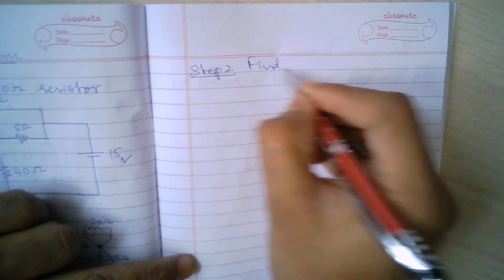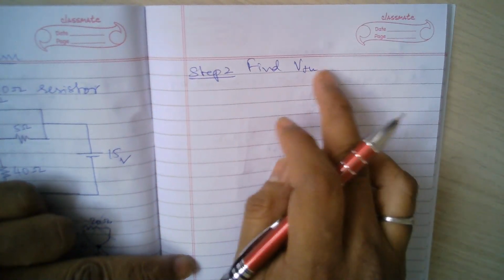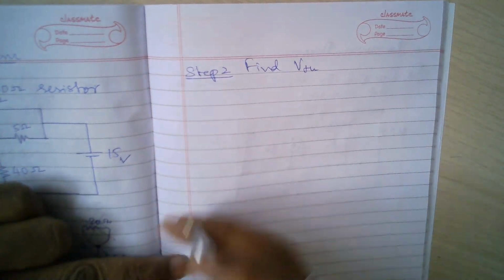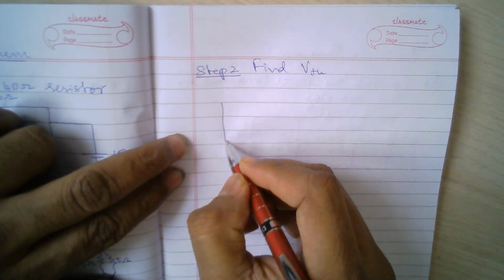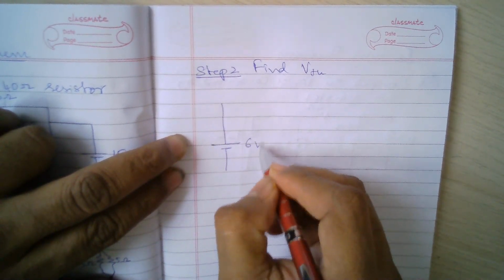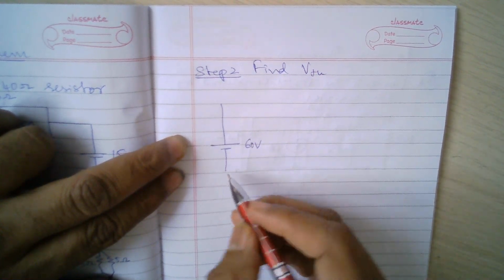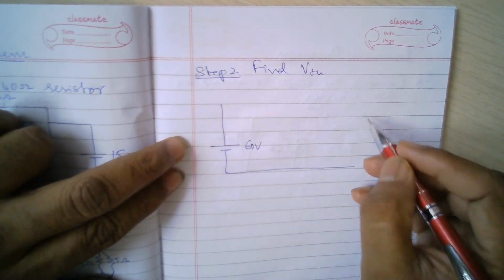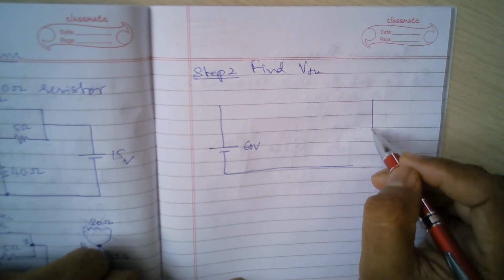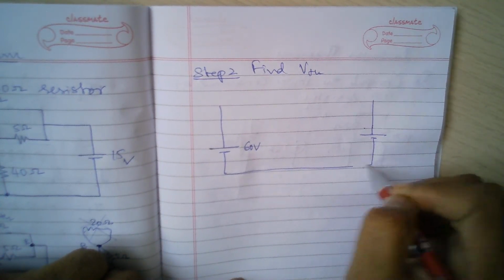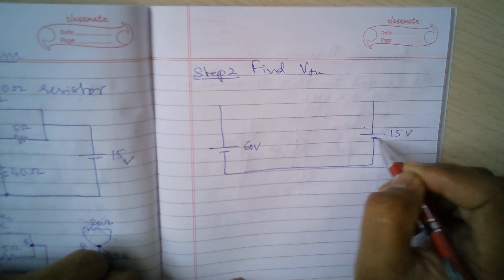Find Thevenin's voltage VTH. Okay, so how to find Thevenin's voltage? We introduce the resistances and the voltage sources back into the picture. So I have 60 volts here, then I have 15 volts here.